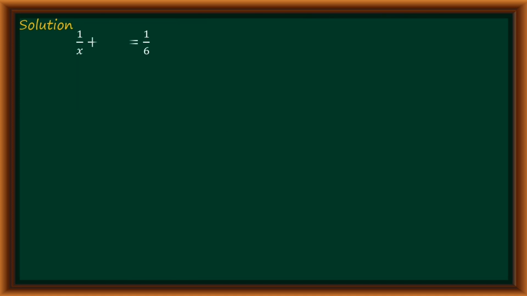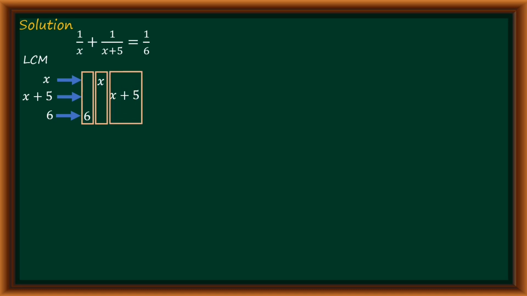Now let us solve our equation. 1 over x plus 1 over x plus 5 is equal to 1 over 6. First, let us find the LCM. For x, the factor is x. For x plus 5, the factor is x plus 5. For 6, the factor is 6. In order to find the LCM, let us find the product of 6, x, and x plus 5. It will give us the LCM as the product of 6x times the quantity x plus 5.